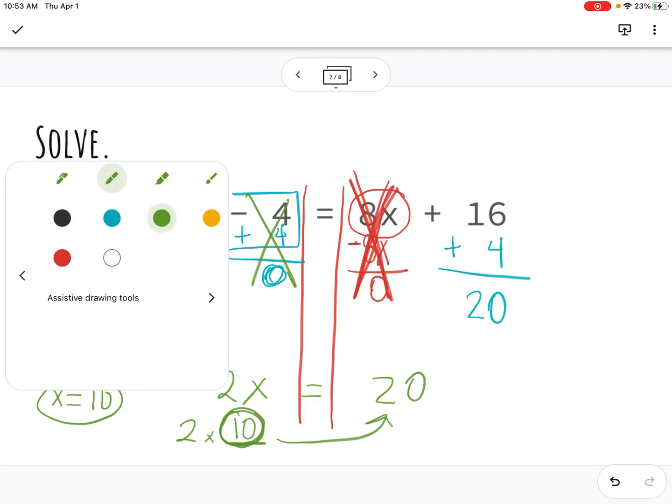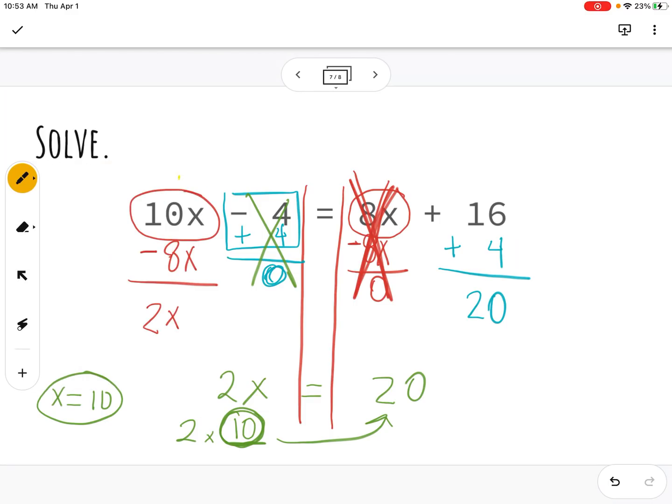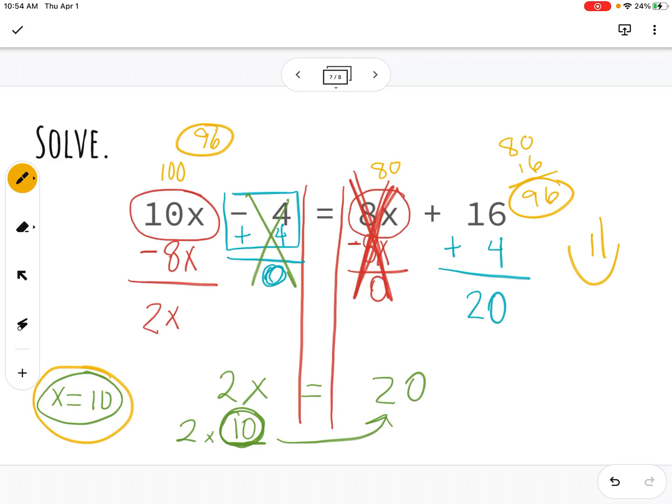I want to double, triple check that I am accurate, so I'm thinking in my head 10 times 10 is 100. 100 minus 4 is 96. Let's see if the right side is equal to 96. 8 times 10 is 80. 80 plus 16 is 96. So these two sides are equal. I'm really confident that my answer over here, x is 10, is correct.